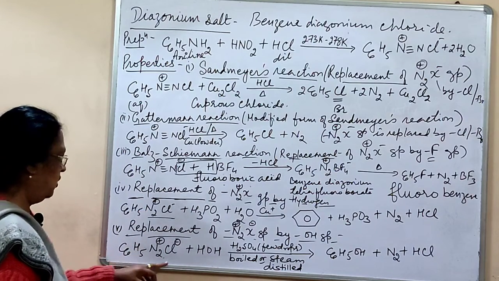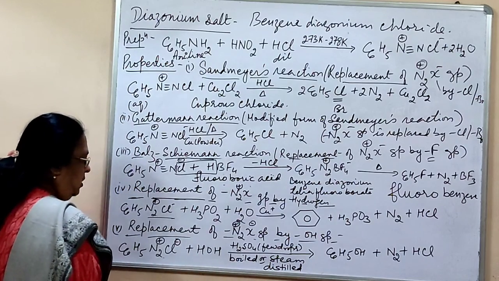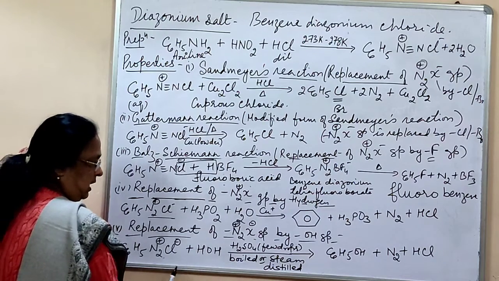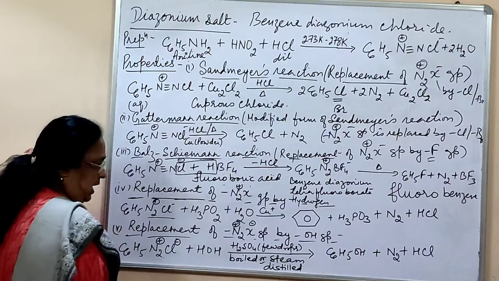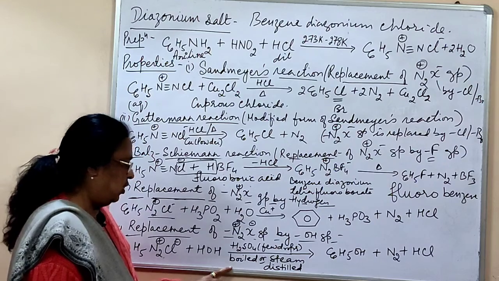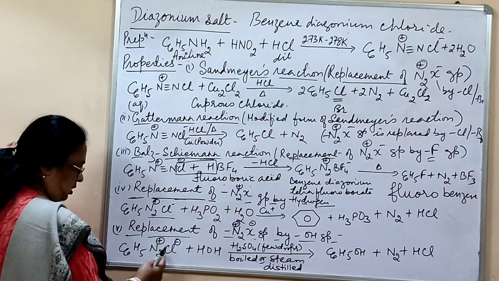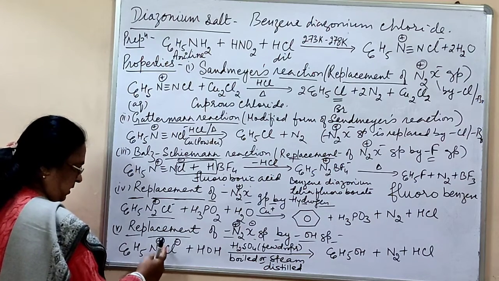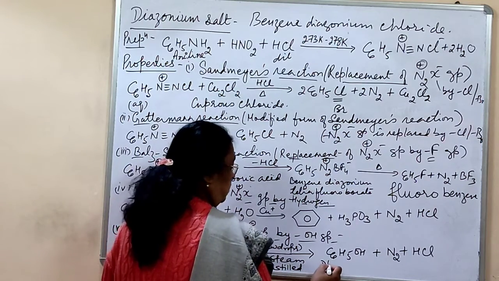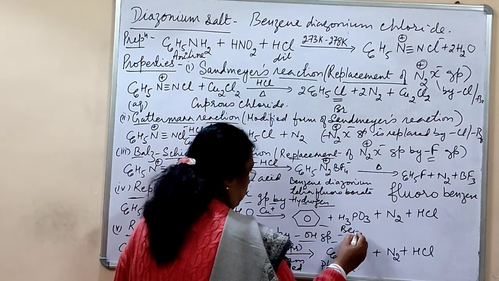Now replacement of this N2X group by hydroxyl group. For hydroxyl group you have to hydrolyze it. Hydrolysis will be taking place in the presence of sulfuric acid, few drops, and then you have to either boil it or you have to steam distill. Then nitrogen gas will be out, HCl will be out, and in place of this OH will be attached, and this is your phenol. So in this case you will obtain phenol, and here you have obtained benzene.